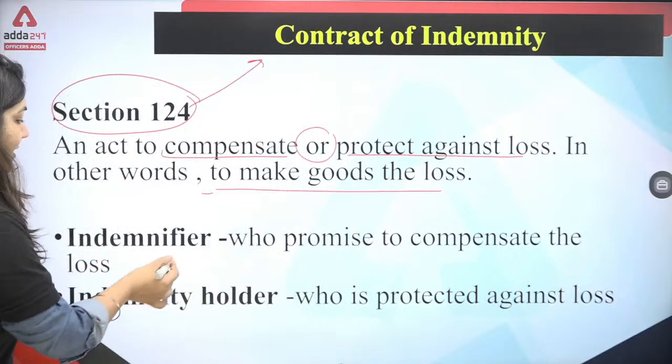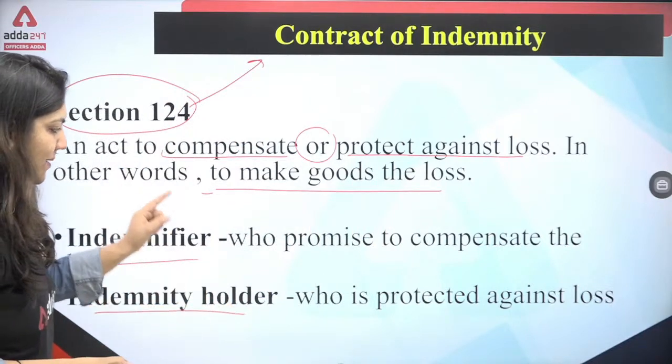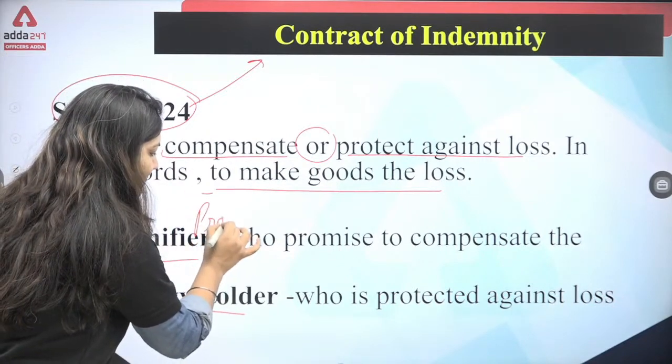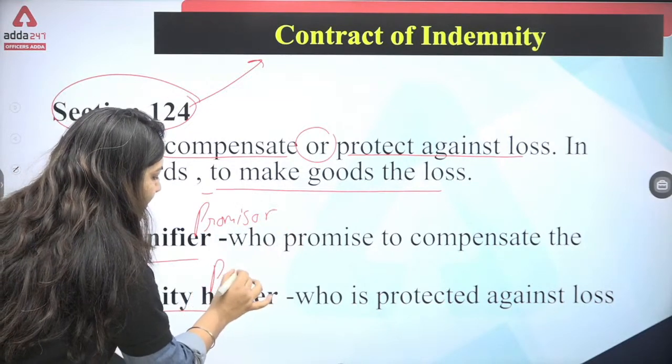Now see, there are two parties to indemnity. The first one is the indemnifier. The indemnifier is a person, you can also say that person is called the promisor, and this other person is the promisee.